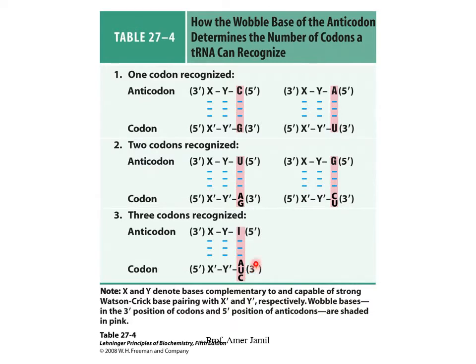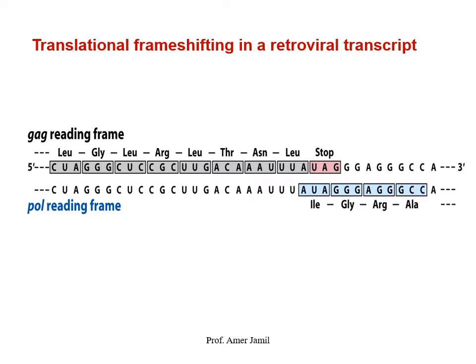So it means this base wobbles, but these two remain the same. These two basically determine which amino acid will be coded by which codon, but the third nucleotide gives degeneracy to the genetic code. So the reading frame is very important, as I mentioned earlier.